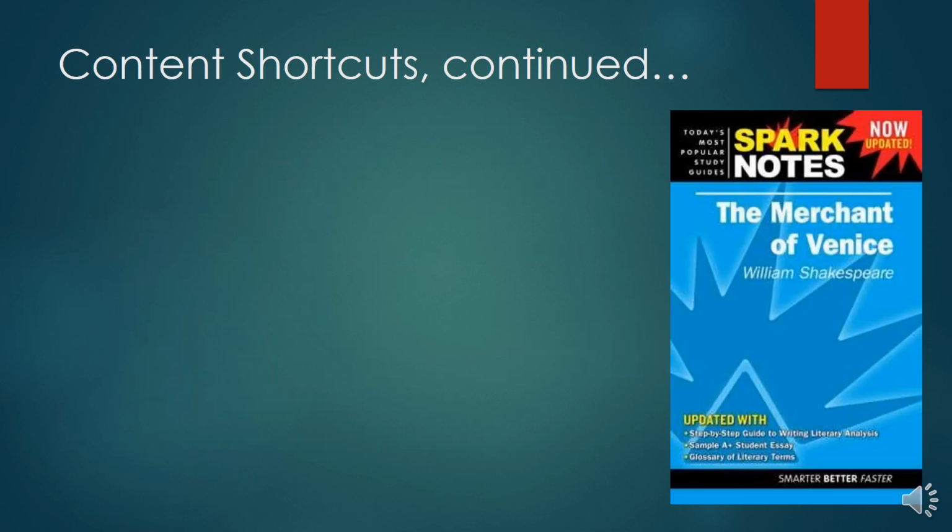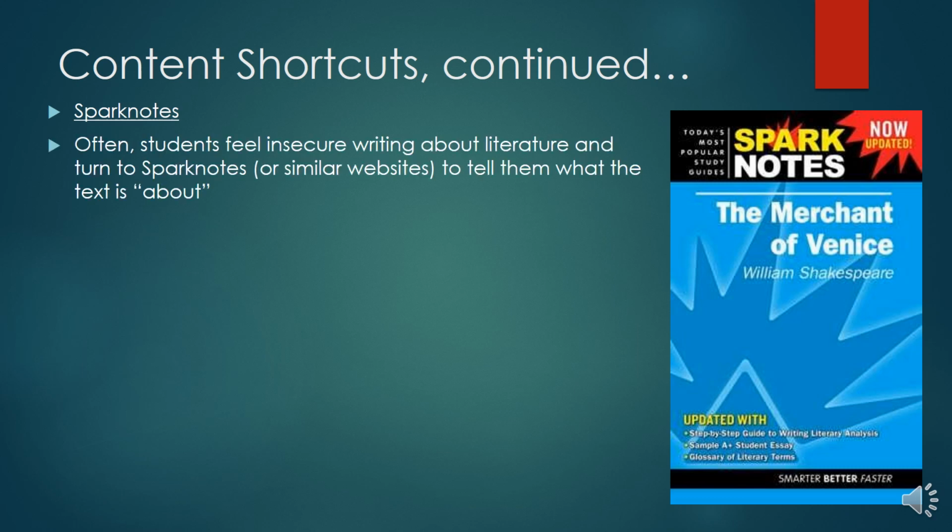The last content shortcut I want to talk about is Sparknotes, the student's best friend, or at least that's how a lot of students think of it. Often students will turn to Sparknotes because they feel insecure writing about literature. Sparknotes make a big appearance in English 1323 because in that class you'll be writing about literature, or sometimes Great Works 1, classes like that. And students will feel insecure writing about literature and so might turn to Sparknotes or similar websites.